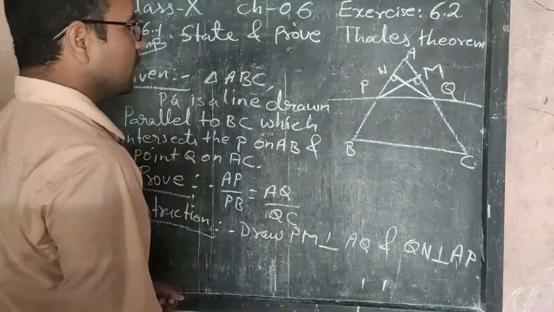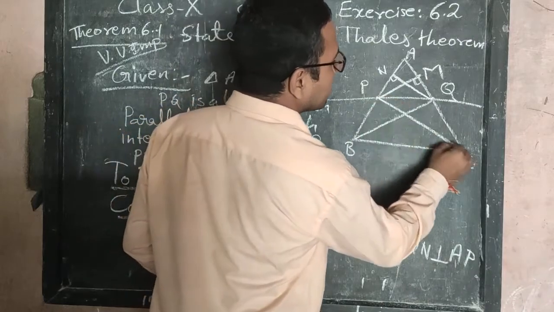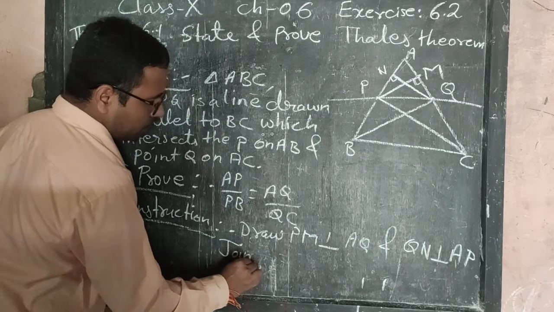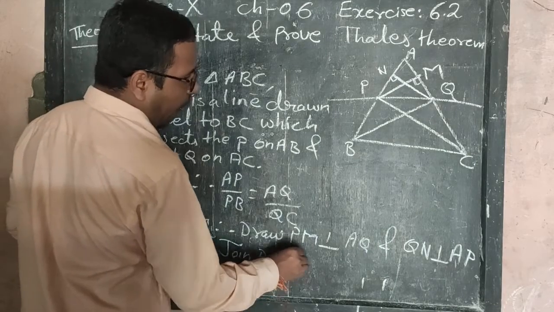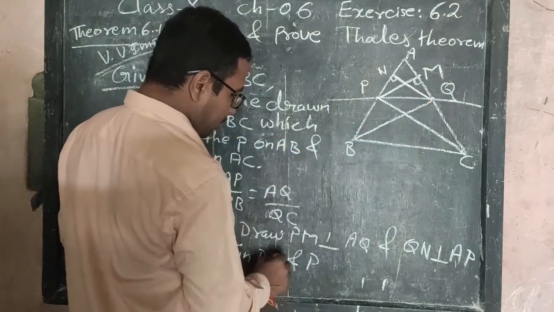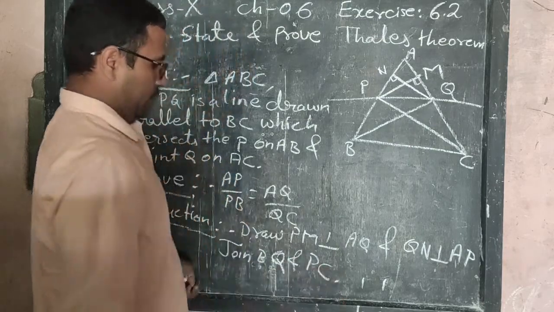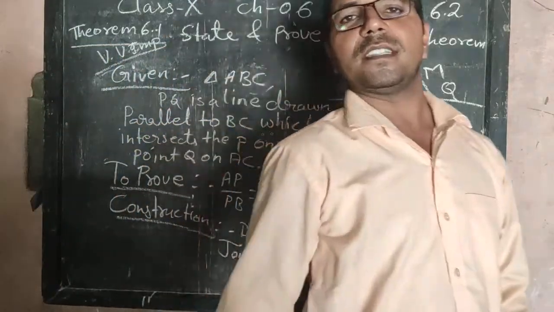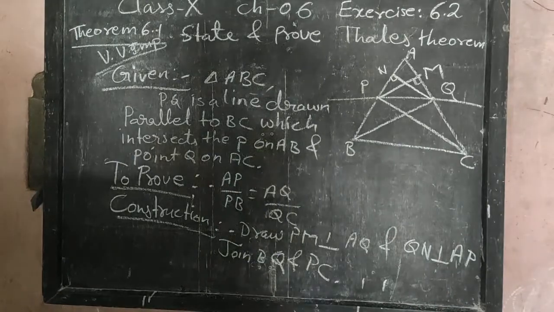After doing this much, join BQ and PC. So this much is the construction. Students, I hope you have understood this. Now we will start the proof.